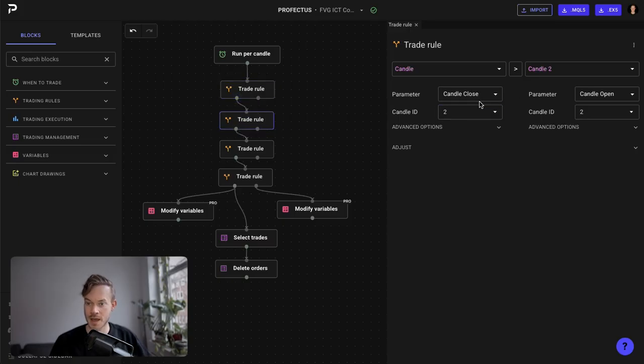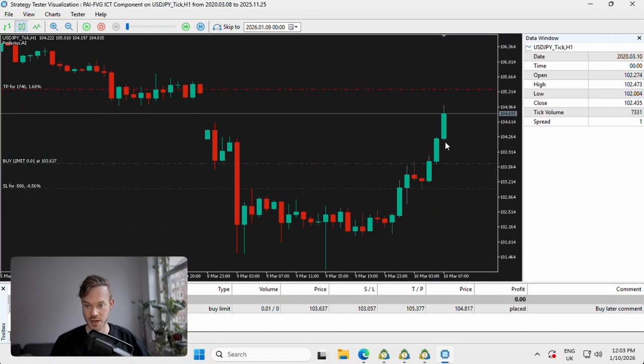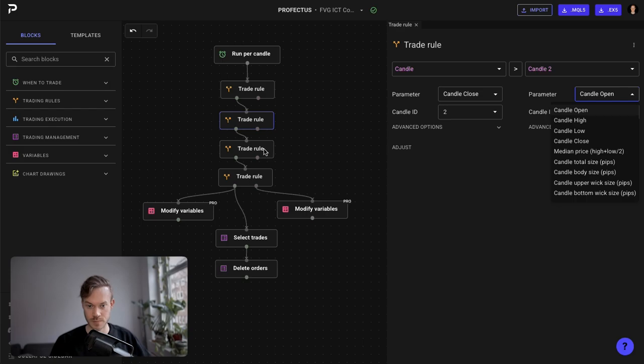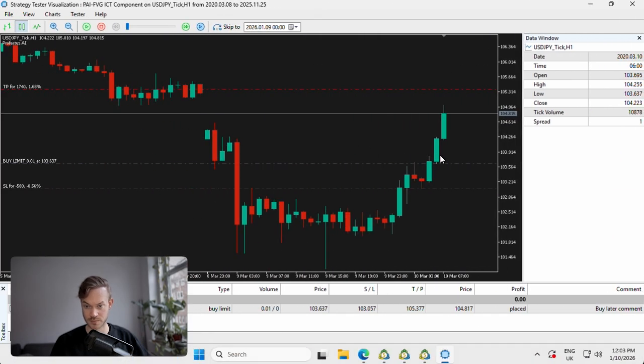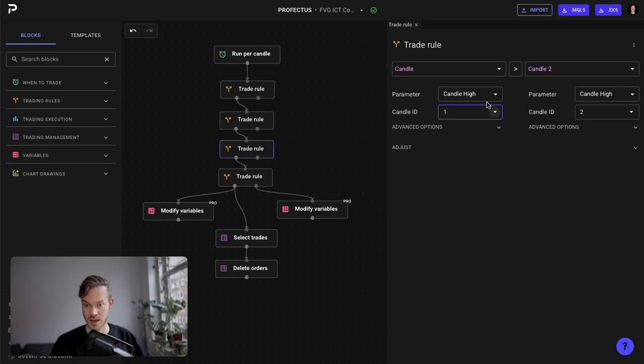Second block, candle close of the ID number 2 must be above the candle open. So it must be a bullish candle. 1, 2. Indeed, it's a bullish candle. Third block, candle high must be higher than the candle high of candle ID number 2. So this is also very much given, right? This is candle ID number 1.